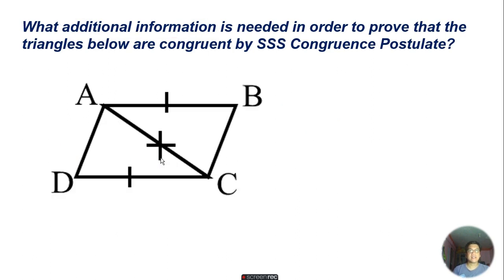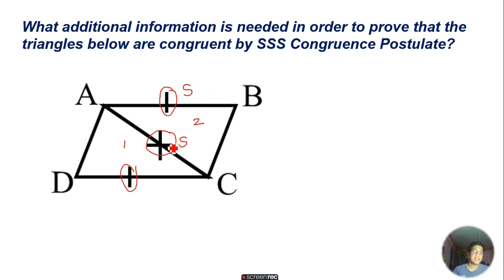Okay, so then next. Now, in this case, look at this. What additional information is needed in order to prove that the triangles below are congruent by SSS congruence postulate? Now, if you look at these two triangles, say for example, this is triangle 1 and this is triangle 2, and we also have all of these marked sides which are already congruent. So we can say that we already have two sides that are congruent. So just name the additional side that will complete the SSS congruence postulate.